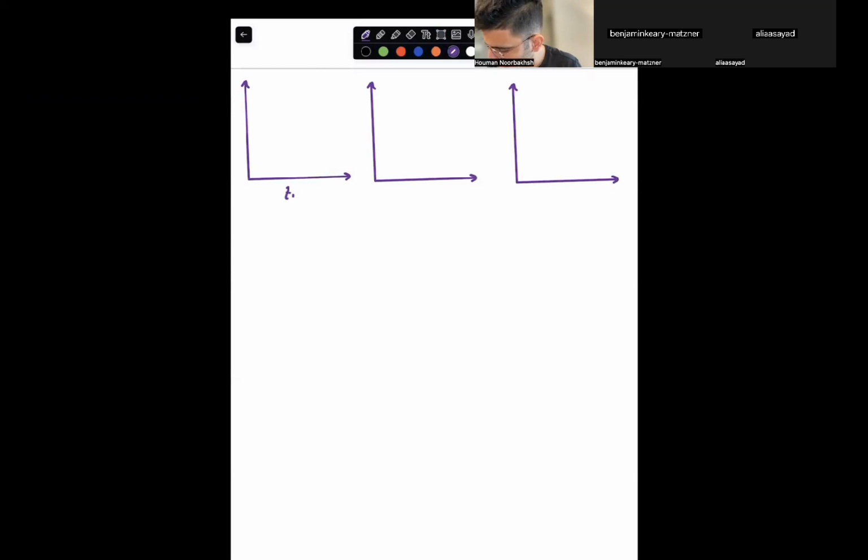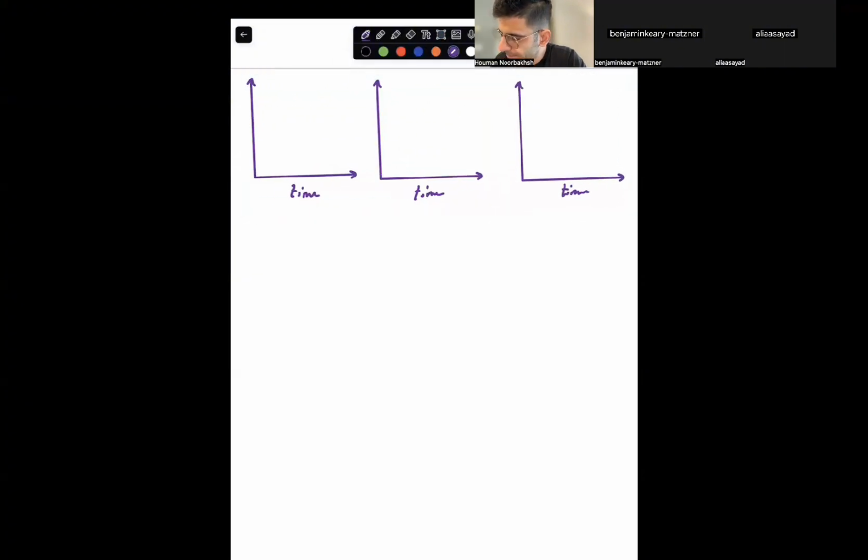So again, they're all time, so that's really not a difference. This is a super important thing. We're going to be practicing this plenty today. And then let's say our substrate is A, the reactant. This would be ln of A, and this would be 1 over A.